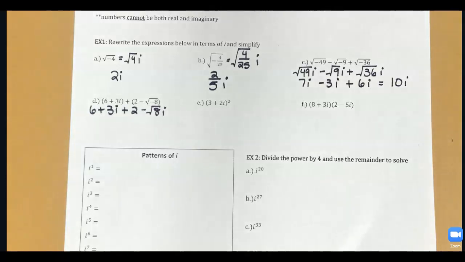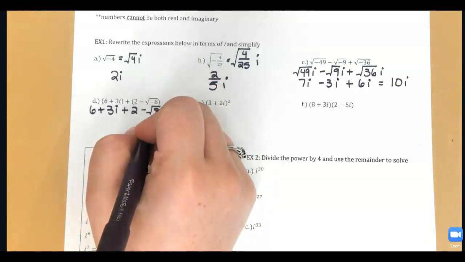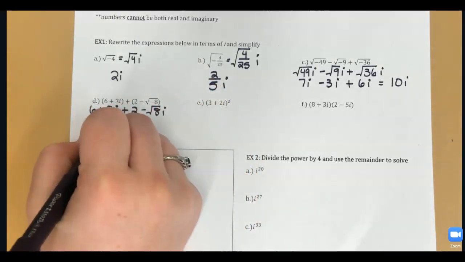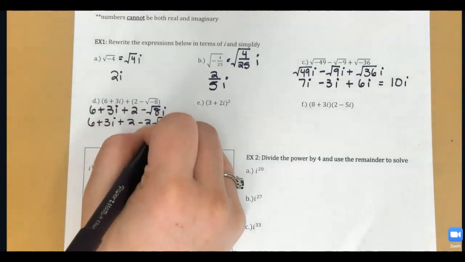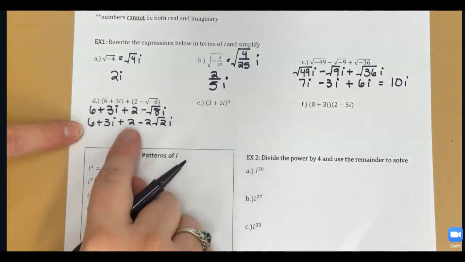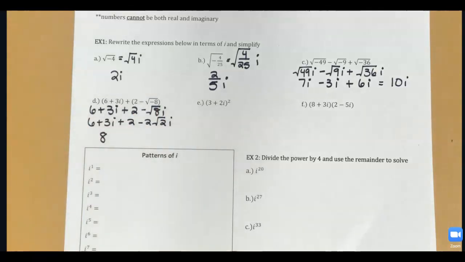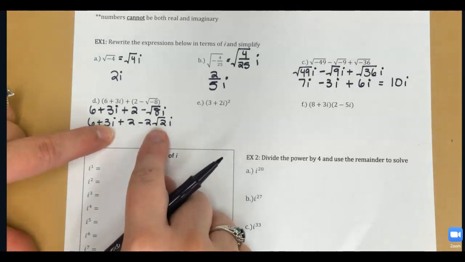Now, the square root of 8 itself is not a perfect square, but I can simplify it. 8 has a factor that's a perfect square, which is 4. So this can be rewritten as 2 square root of 2i. Now I can combine my like terms. I have 2 constants, 6 and 2. Those add to 8. And remember, the real number always goes in the front for complex. And then I've got 3i and -2 square root of 2i.